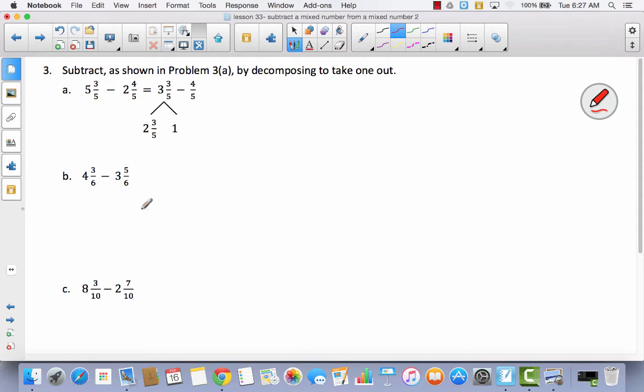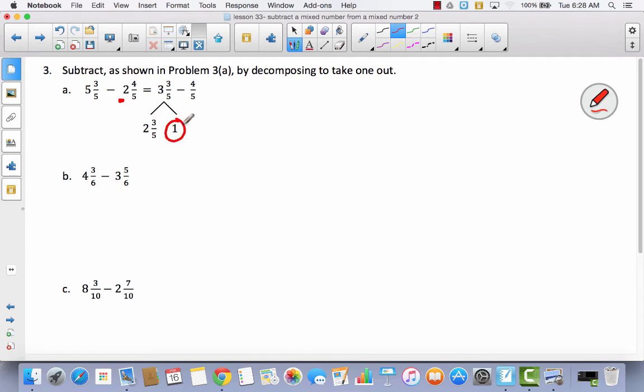So let's take a look here at what they did this time. So they started with 5 and 3/5 minus 2 and 4/5. Okay? And they started by subtracting the whole number. So you can see they ended up with 3 and 3/5. In the last strategy, we were decomposing this. But in this strategy, they decomposed 3 and 3/5. And what they did here is they took out a whole like this.